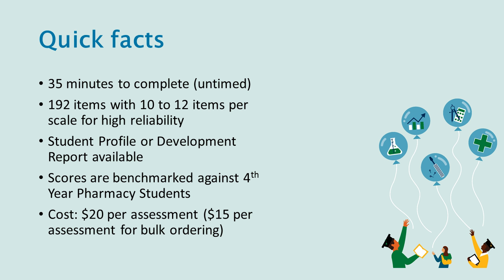It takes about 30 to 35 minutes to complete. There are 192 items, which gives you about 10 to 12 items per scale, which gives you high reliability. For the assessment, you're given both the profile report, which is a snapshot of scores, or the development report is also available. Interesting for the research and development work that we've done, what we're doing is we're benchmarking your students against a sample of fourth-year pharmacy students, and that was part of all the R&D work that went into having a valid, reliable assessment for you.